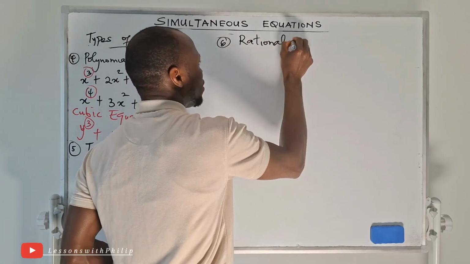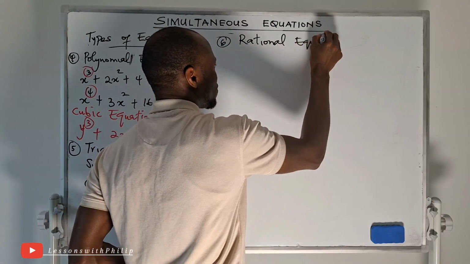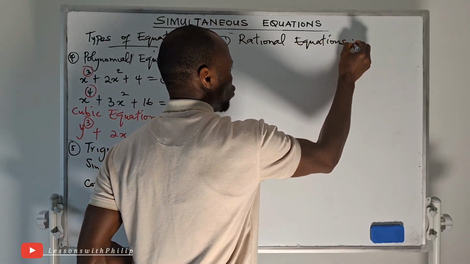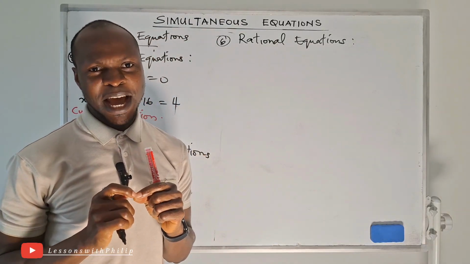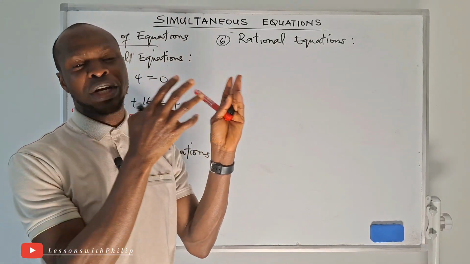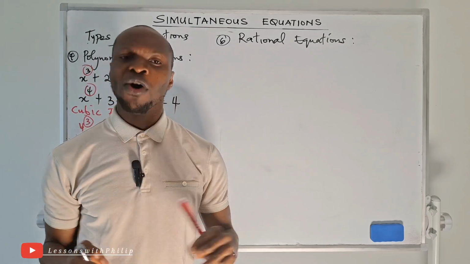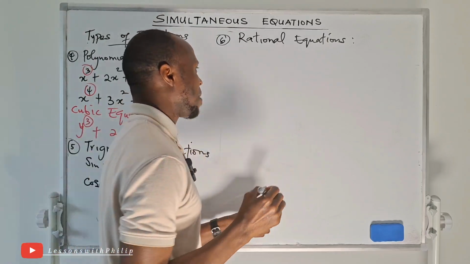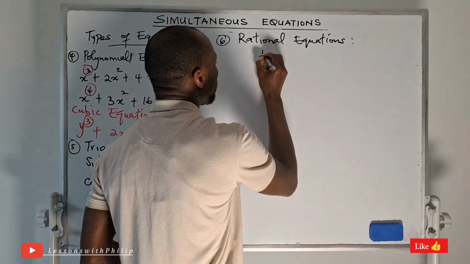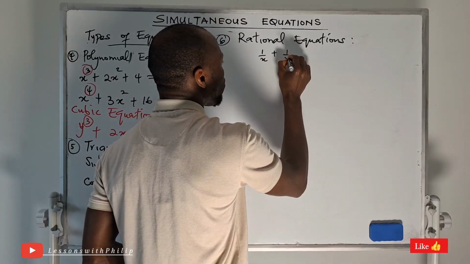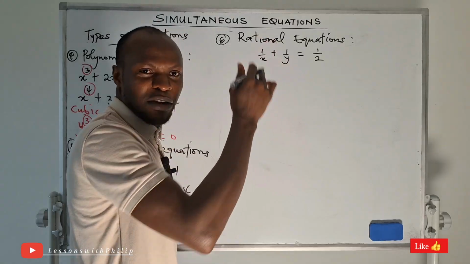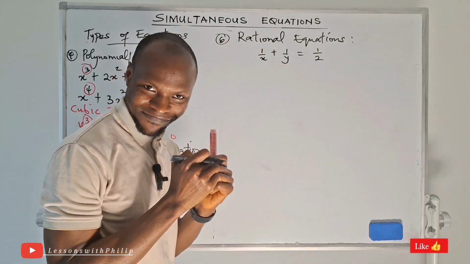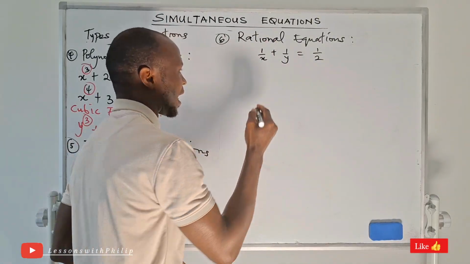rational equations. Rational equations are equations that have their variables as the numerator or denominator or both. For example, if I have 1 over x plus 1 over y equals 1 over 2, this kind of equation is known as rational equations. I can have them as both.